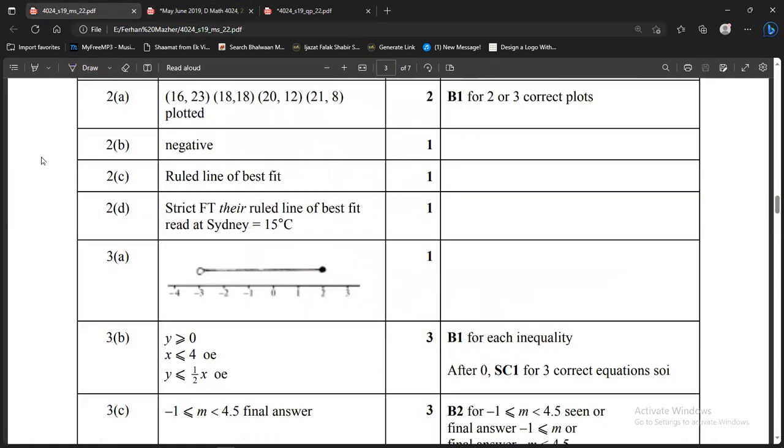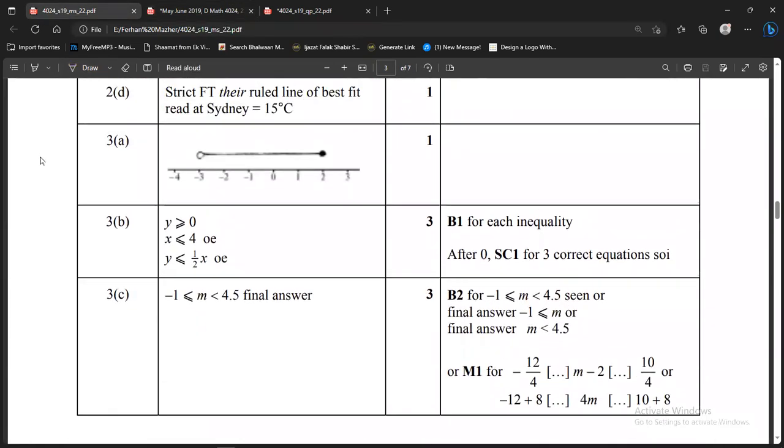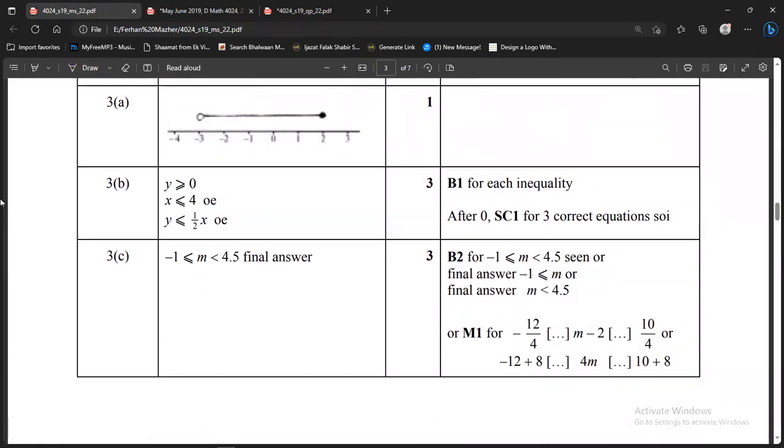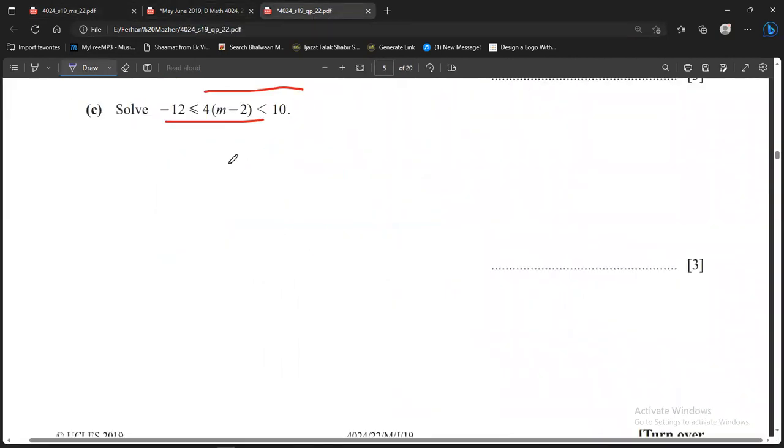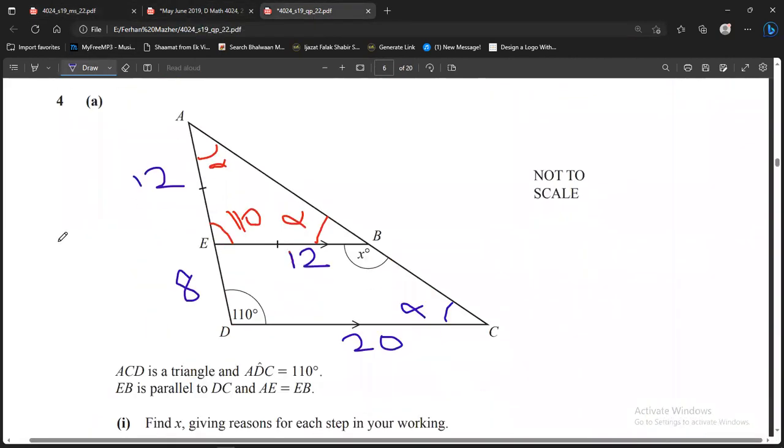So this is how you do question number 3, and the answers of question number 3 are showing up on your screen. I have already checked my answers with this marking scheme. They are good. They are okay. So we are going to the next question. We have question number 4.